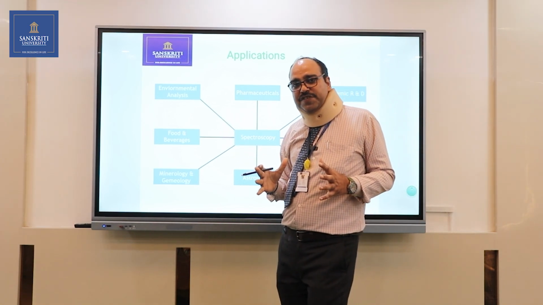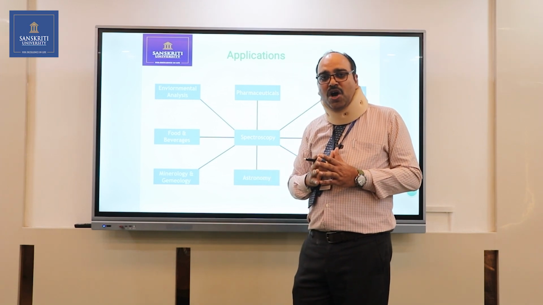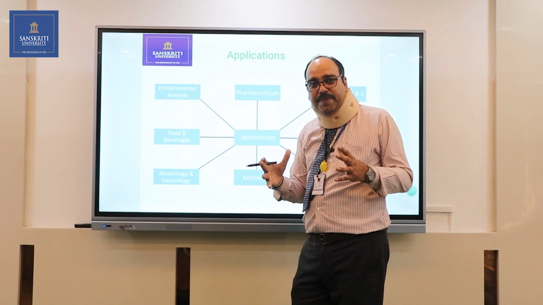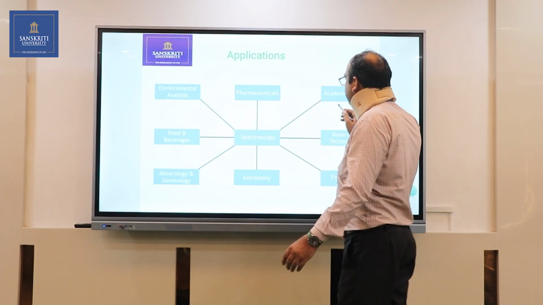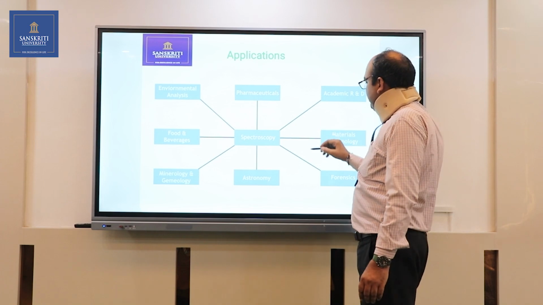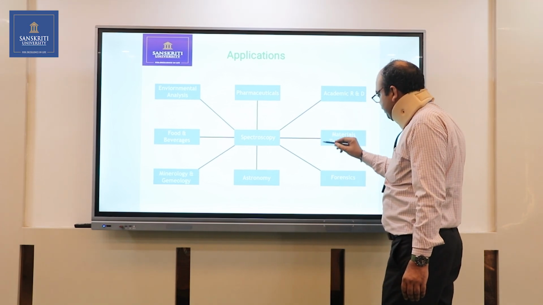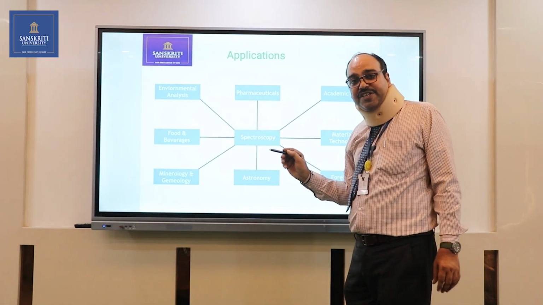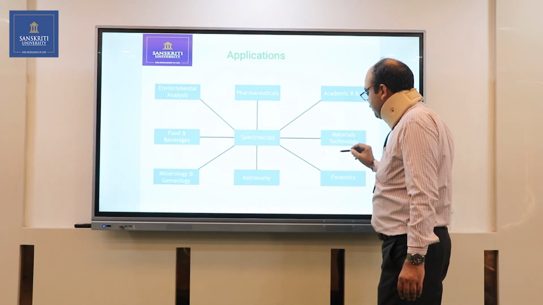Similarly, in R&D, research and development, we use this technique for characterization. Many materials and composites we make, either nanomaterials, metal oxides, or polymeric composites, can be studied with the help of this technique. Specific types of materials, such as fifth generation materials, can also be studied with the help of spectroscopy.